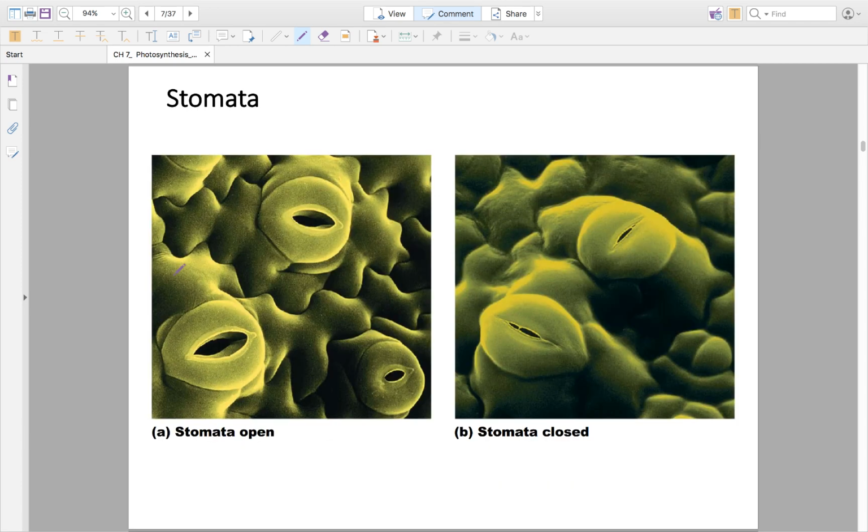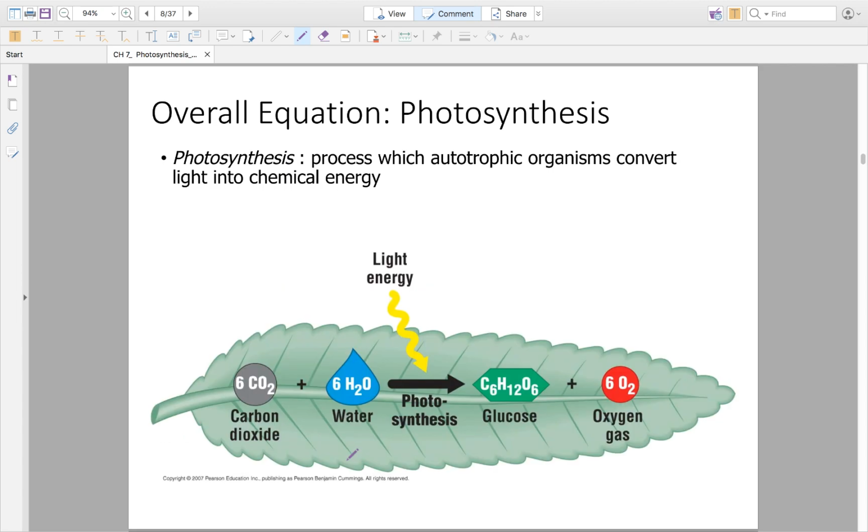Okay, the stoma or stomata can open and close. This is a microscopic image of an open stomata. This is a microscopic image of a closed stomata. So they can open and close as needed.